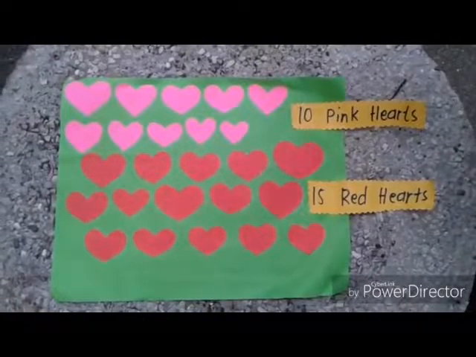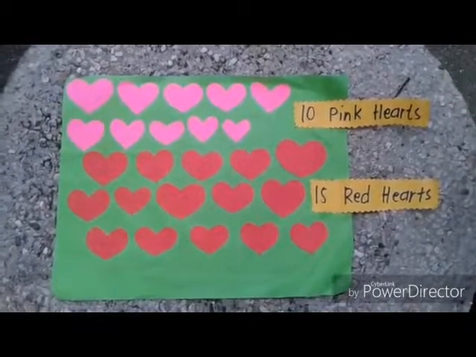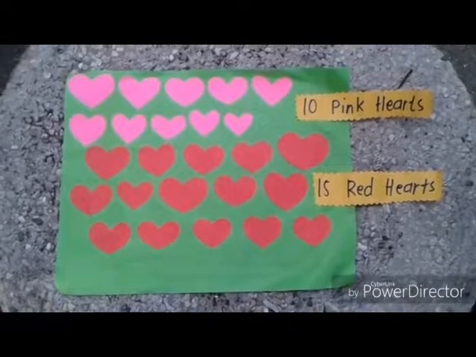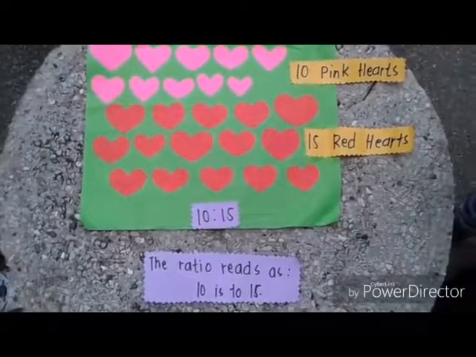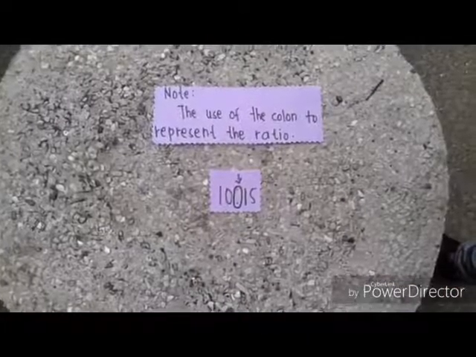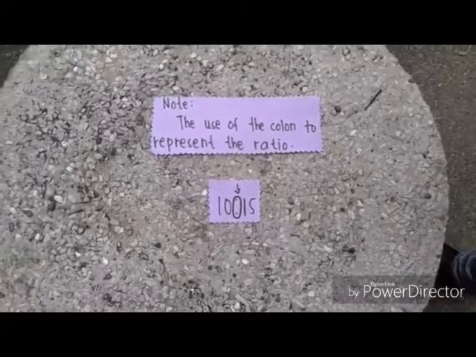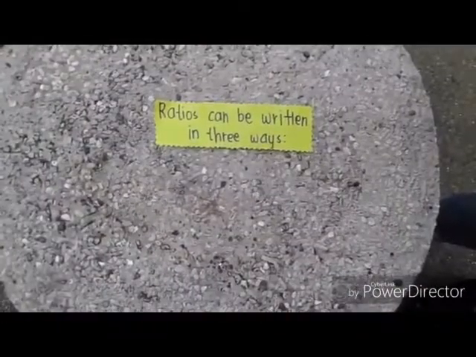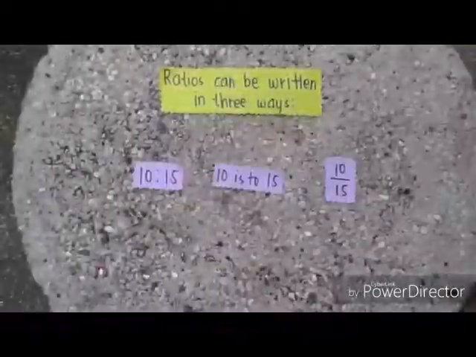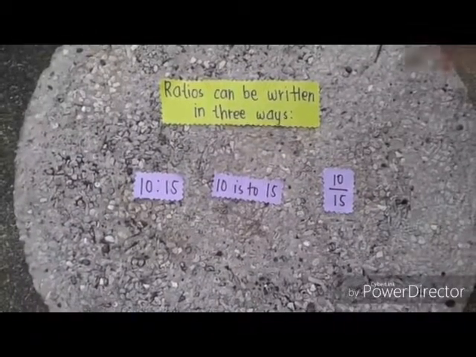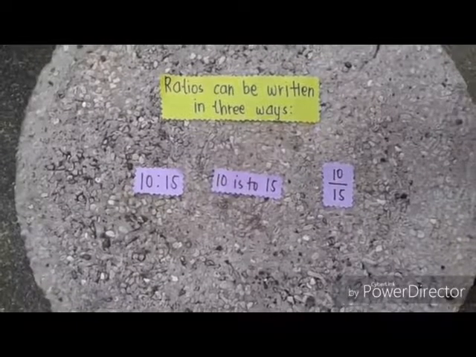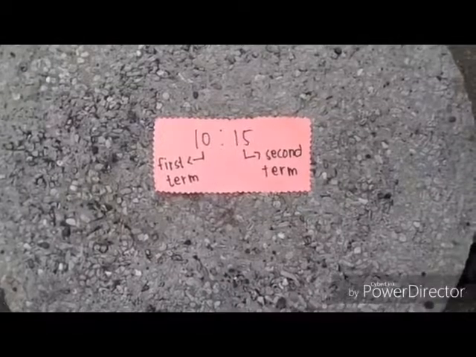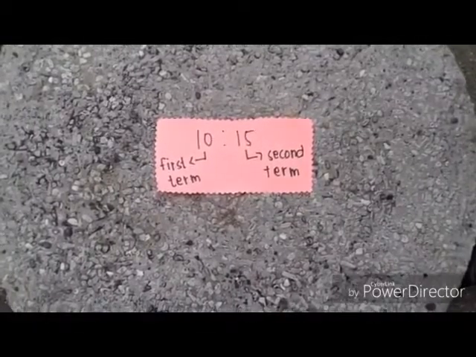I have here 25 hearts: 10 pink hearts and 15 red hearts. So the ratio reads as 10 is to 15. Note the use of the colon to represent the ratio. Ratios can be written in 3 ways, like this, or you simply write it as a fraction. The two numbers being compared are called the terms: 10 as the first term and 15 as the second term.